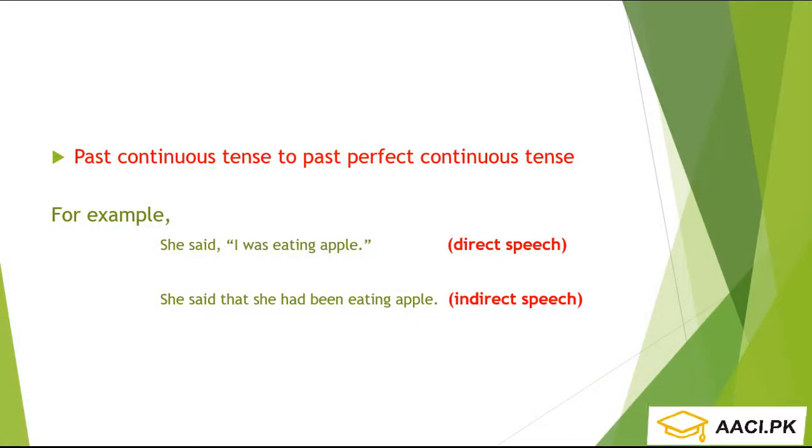Past continuous tense is converted into past perfect continuous tense. For example, she said, I was eating apple. In the past continuous tense, we use the helping verb was and the first form of verb with ing. It will change into past perfect continuous tense, in which helping verb had been and first form plus ing is used. She said that she had been eating apple. This is the most simple example.